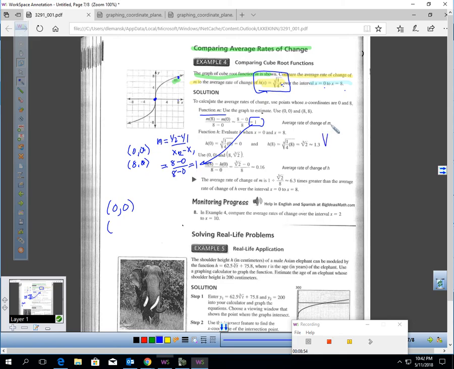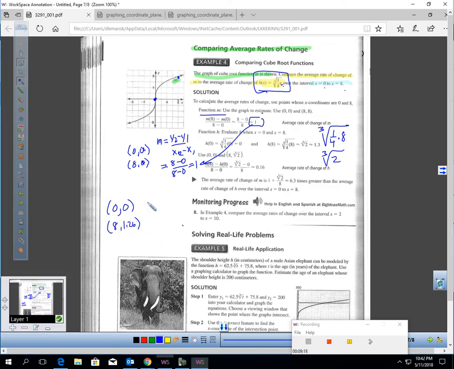I'm going to work that out a little bit. I got 1/4 times 8. 1/4 of 8 is 2. And if I take the cube root of 2, let me check on my calculator what that gives me. I'm getting 1.26. So if I plug in 8, I'm getting 1.26.